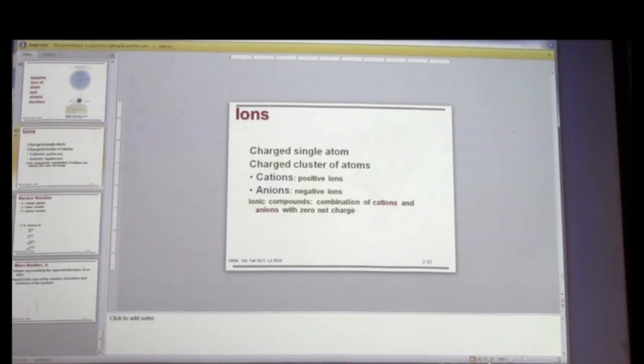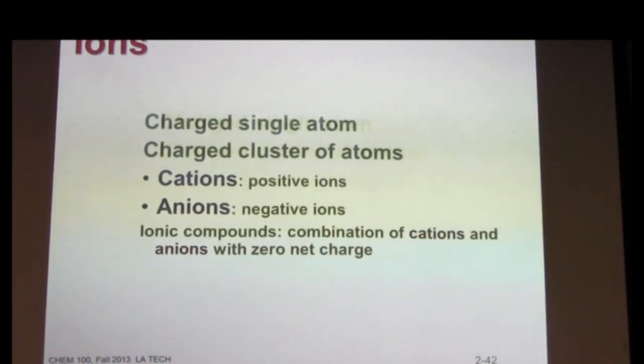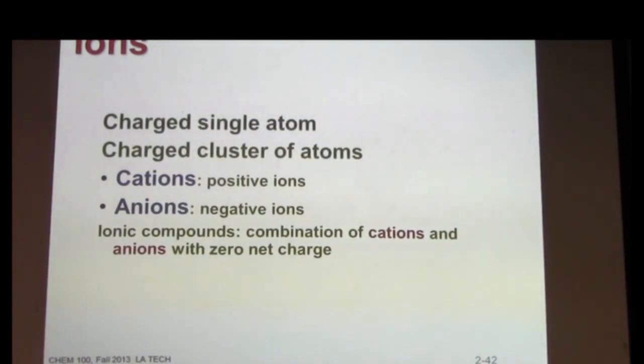What are ions? Ions are charged particles produced from atoms losing or gaining electrons. Gaining electrons gives an anion; losing gives a cation.